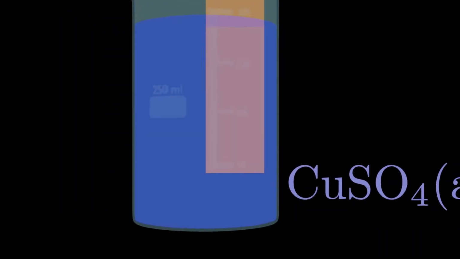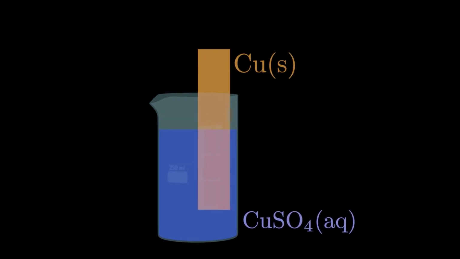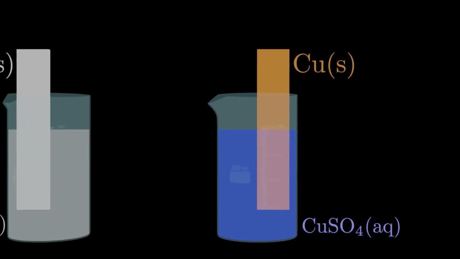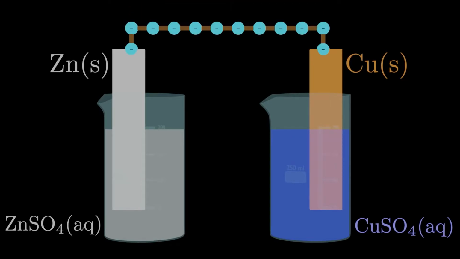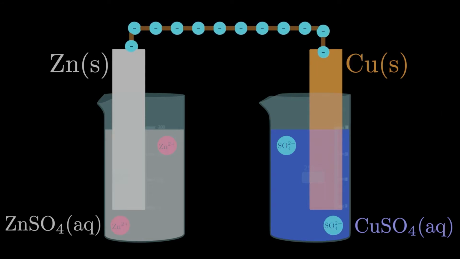So now, what if we take these two beakers, one with a solid piece of zinc in aqueous zinc sulfate, and the other with a solid piece of copper in aqueous copper sulfate, and we connect the two pieces of metal together via conducting wire? Wow, fascinating. Electrons flow from the piece of zinc to the piece of copper.